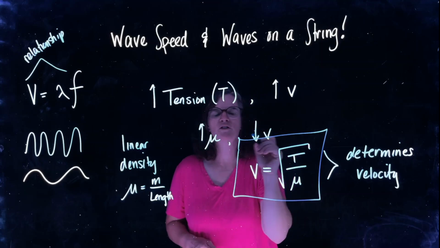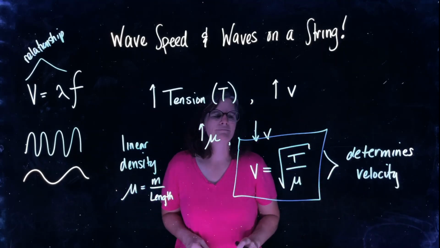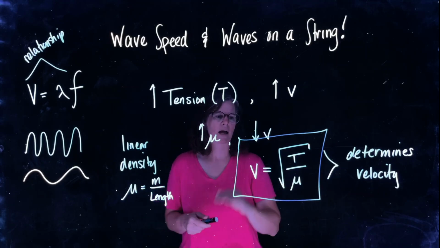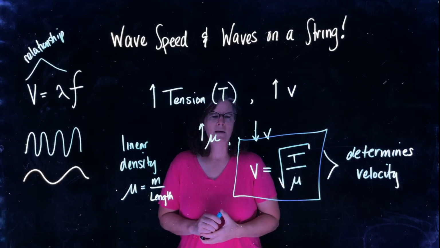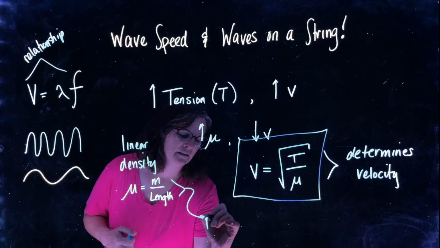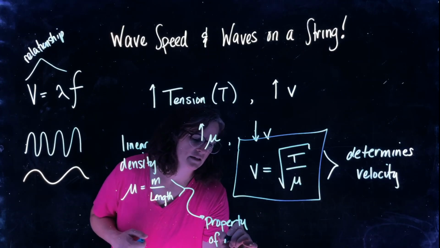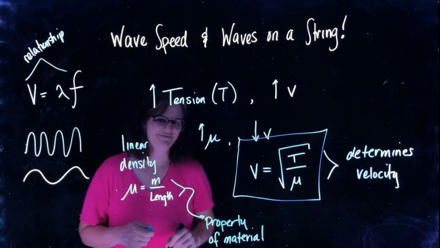All right, so this is very important. For waves on a string, spring, chain, we're going to combine those into one. Our velocity is dictated by the tension over the linear density, or mu. That linear density is a property of the material, so it's different for different materials. All right? Okay.